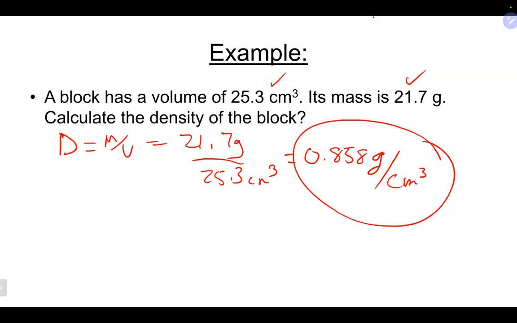Now, in terms of significant figures, we're really dividing here, right? So we're going to look at sig figs of each of the numbers. They both are 3. So that is why we rounded it there to 3 significant figures when it's all said and done. Any questions on that one?